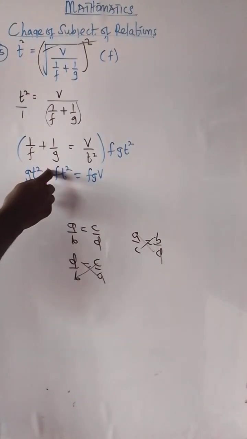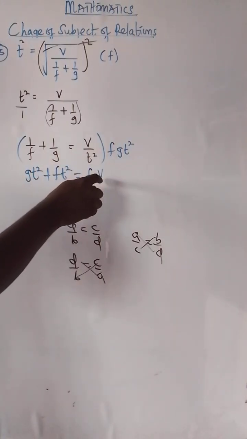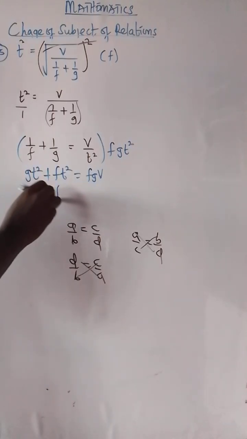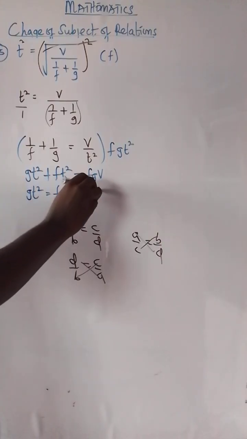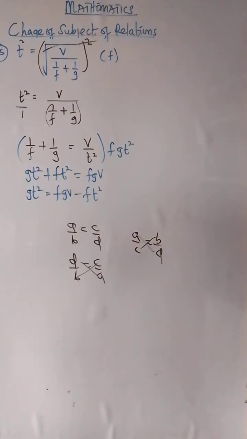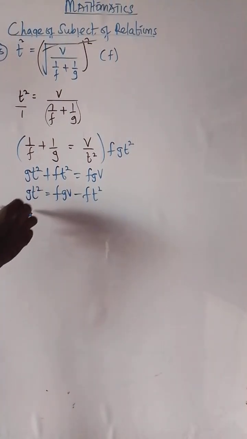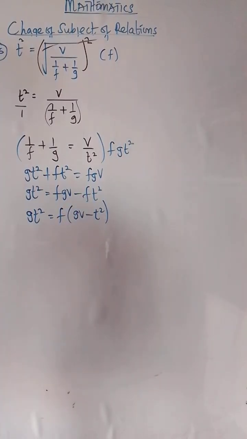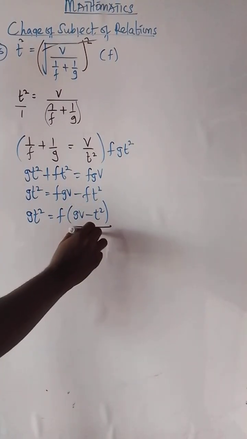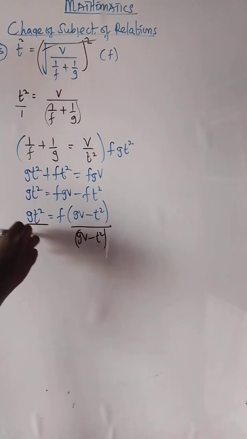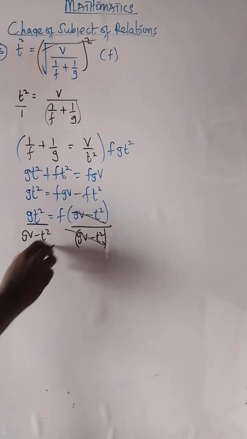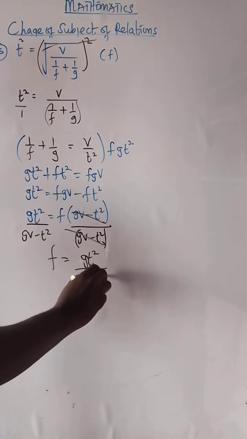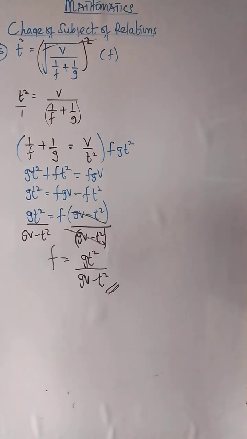Since our aim is to get f, I'll bring this f to this side. Why? Because I want this one to stay positive. So this is gt squared equals to fgv minus ft squared. Then from here, we can factorize f from the right hand side. And from here, we can write gt squared equals to f(gv minus t squared). Since our aim is to get the value of f, we'll divide both sides by this, gv minus t squared. This cancels this. From here, f becomes gt squared divided by gv minus t squared. As simple as that.